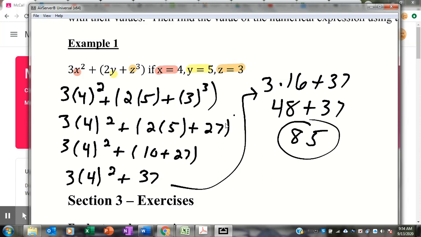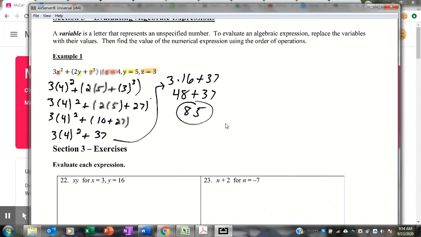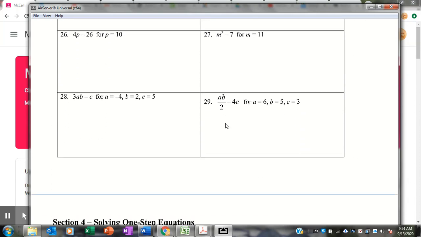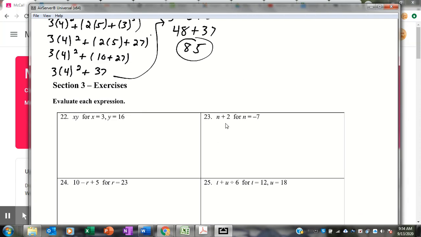There you go, guys. That's actually the only example I have for you. I would like you to now work on the rest of the practice problems in Section 3.